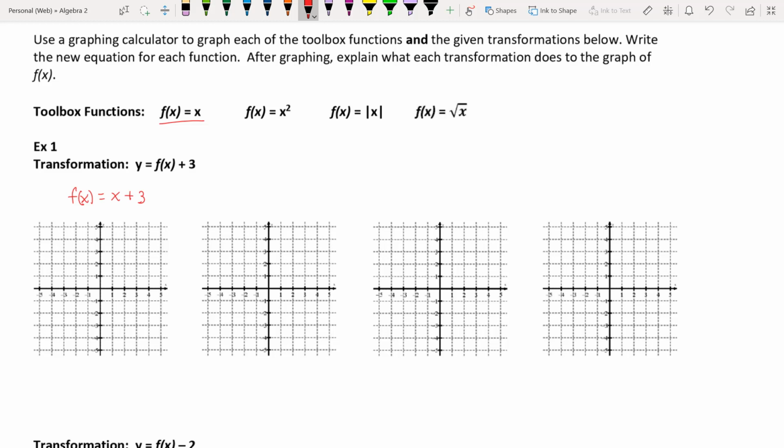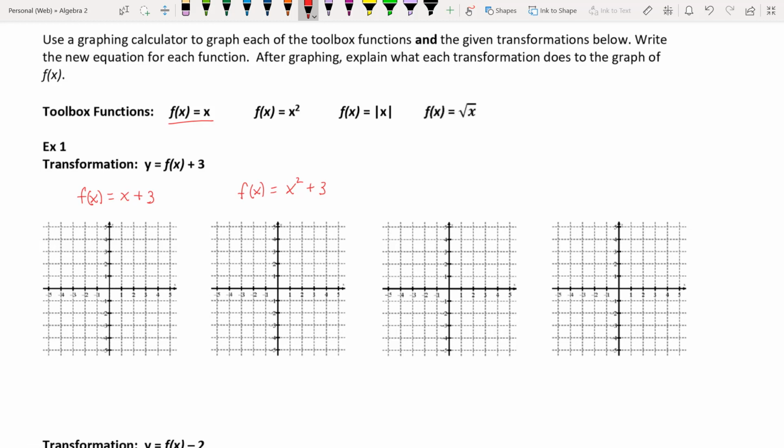The next one is going to be f of x equals x squared plus 3. The next one's going to be f of x equals the absolute value of x plus 3. And the last one's going to be f of x equals the square root of x plus 3. Notice all the plus 3's are outside. They're not really attached to the variable with parentheses or anything like that. Okay? So this is what we're going to graph on Desmos.com.